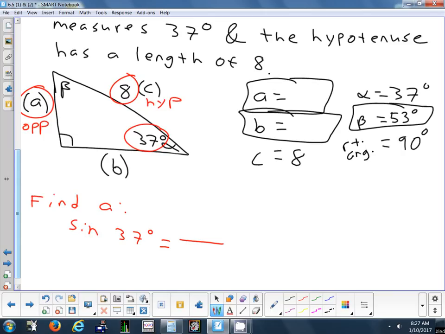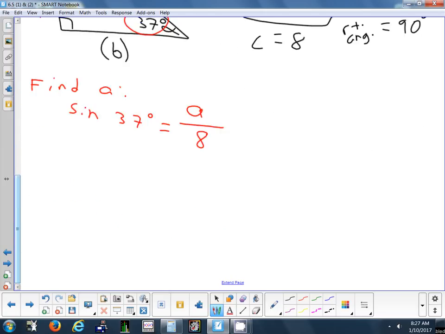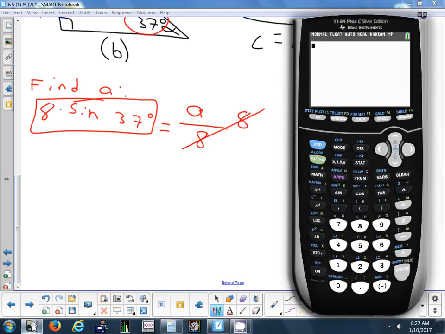No, not x. A. Yeah, we called it A. We could have called it x, but we didn't. So opposite, and then the hypotenuse is 8. Okay, and now how do we get A by itself? Yep, multiply both sides by 8. And we get A equals 8 sine 37. Okay, we'll type that in and we'll just round it off to 2 decimal places.